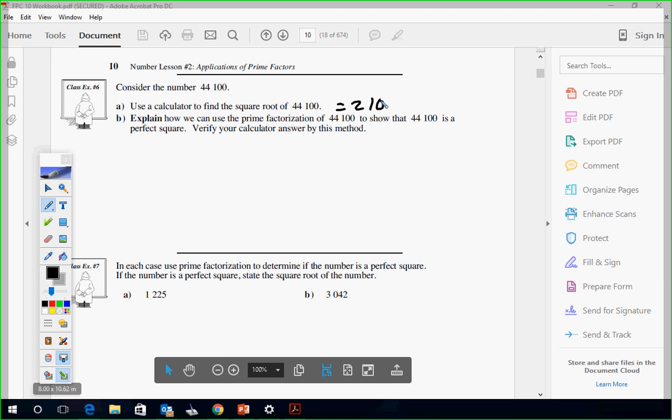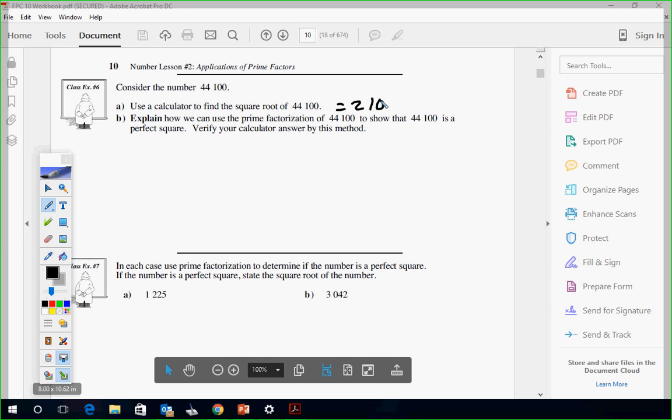So to be a perfect square, they have to be completely paired up. What I mean by that was 49 was 7 and 7. 64 was six 2's. So they are all paired up because they're perfect squares. So we can show this if 44,100 breaks down to perfect pairs. Does that make sense? So we're going to go ahead and do that now.